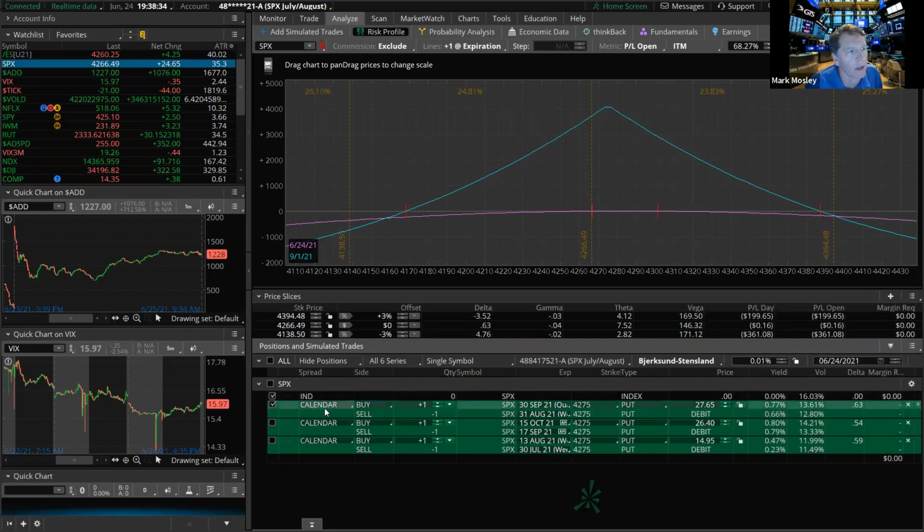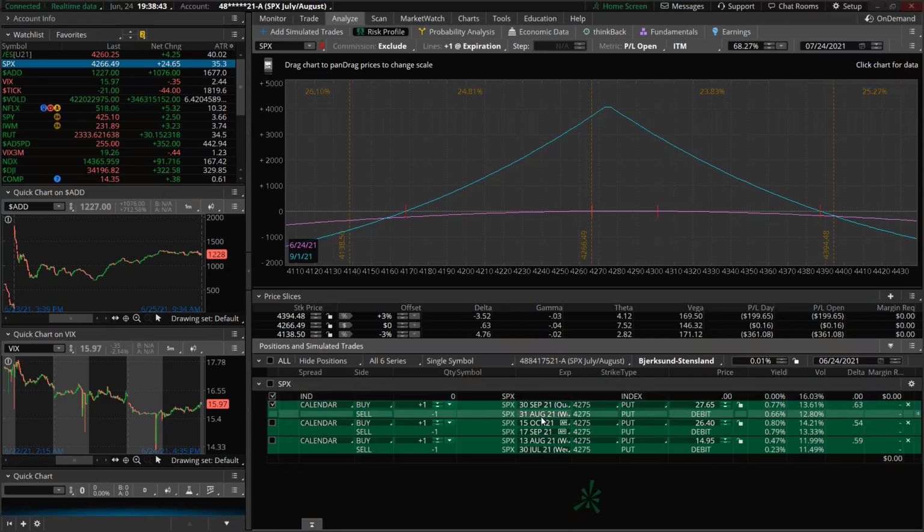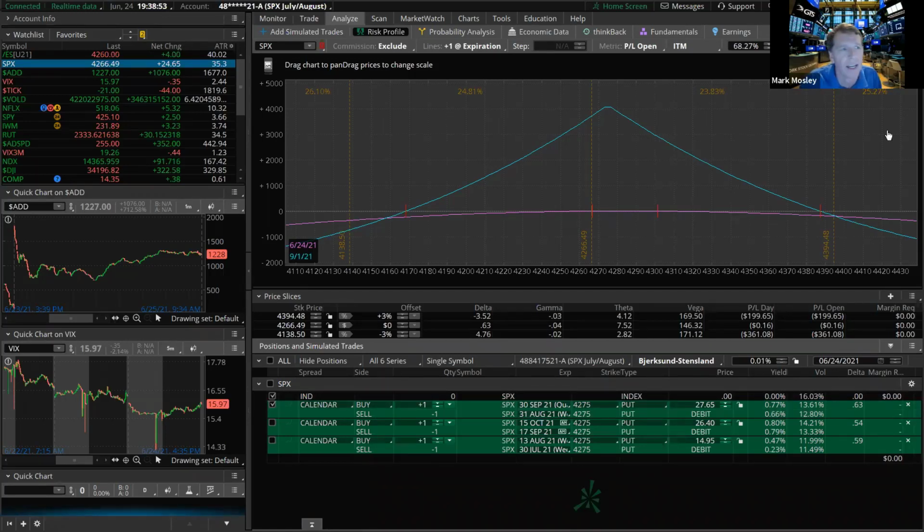So what I've got here is an example of a new entry. I'm doing these in the weeklies too, although I prefer to stay with the monthlies. August 31st is 68 days out on the short leg, with September 30th being 98 days. So there's a 30-day spread between the front and the back, and it gives you this range on your analyzed chart.